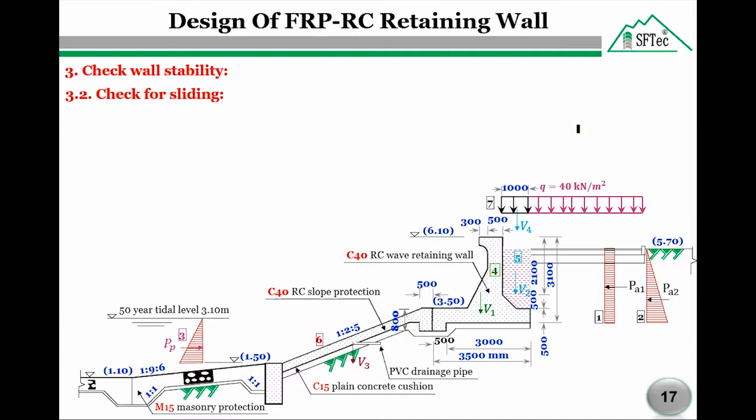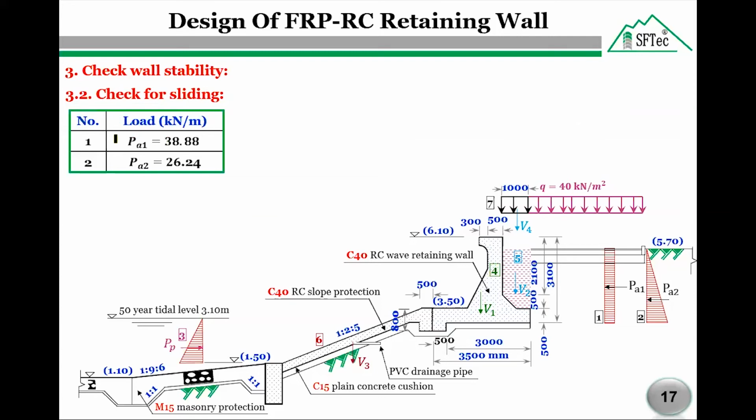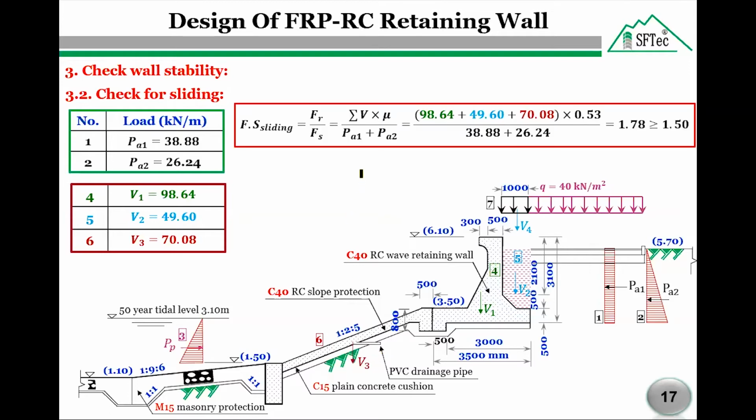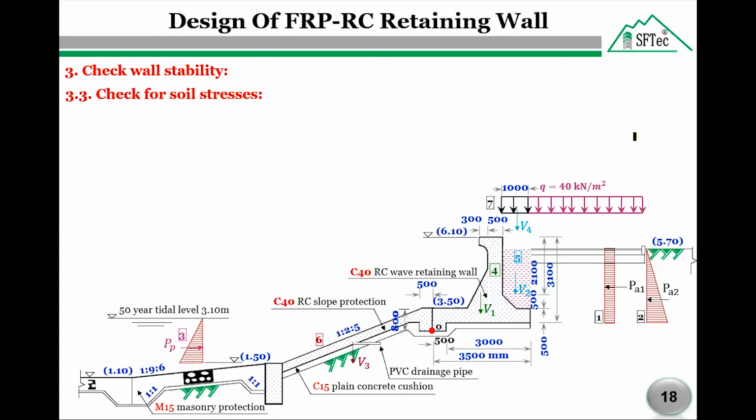The second check we have here is a check for sliding. The lateral loads P active 1 and P active 2 tend to slide this wall, while the vertical loads V1, V2, and V3 of the slope protection tend to resist the wall sliding. The factor of safety for sliding equals the resisting force over the sliding force, which is greater than 1.5. So the wall is safe against sliding. Let us go with the third check.